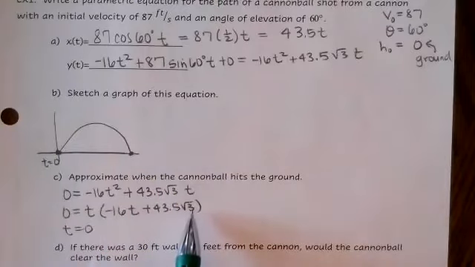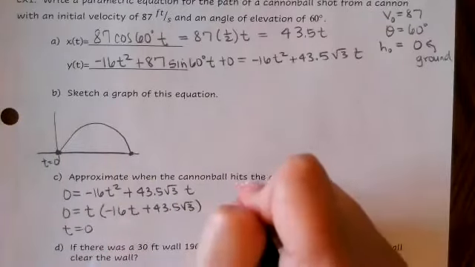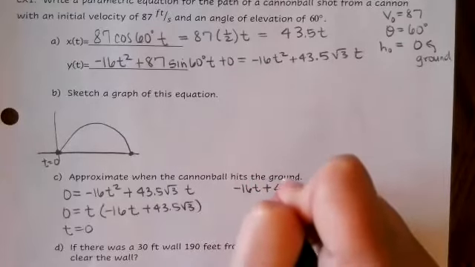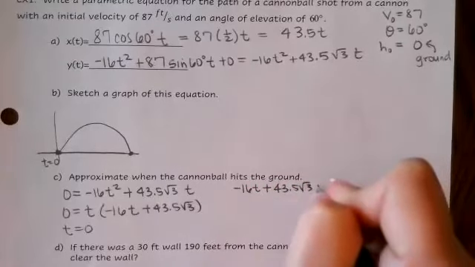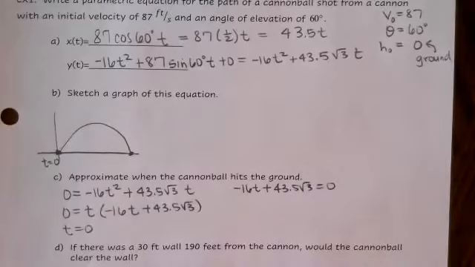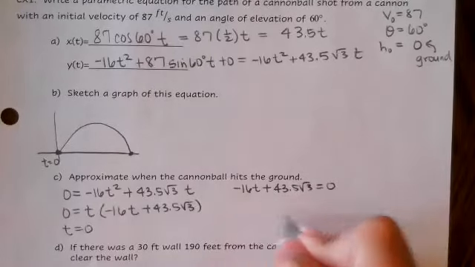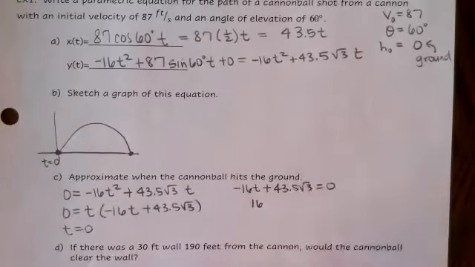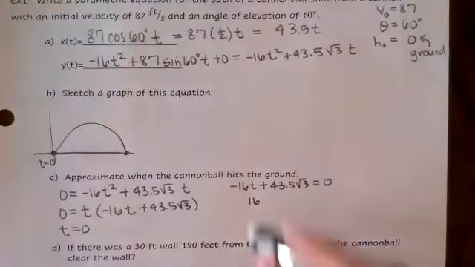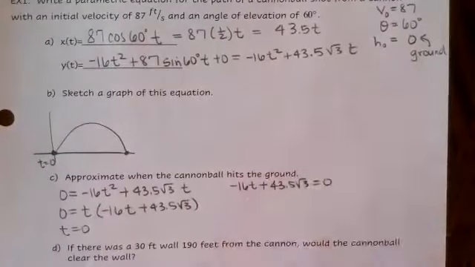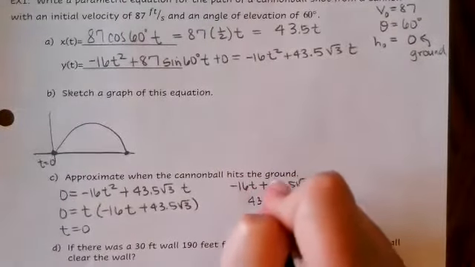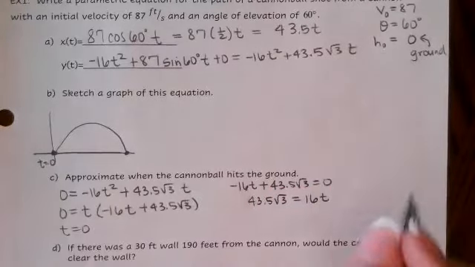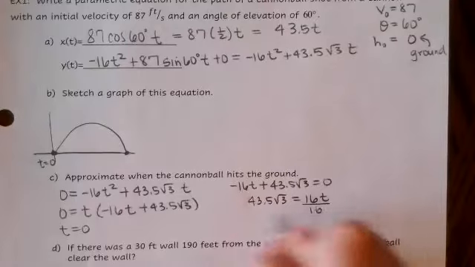So I can take my second factor here and set it equal to 0. So I get negative 16t plus 43.5 root 3 is equal to 0. I'm going to go ahead and add that 16t to the other side. So I get 43.5 root 3 is equal to 16t. And my last step is to divide by 16.